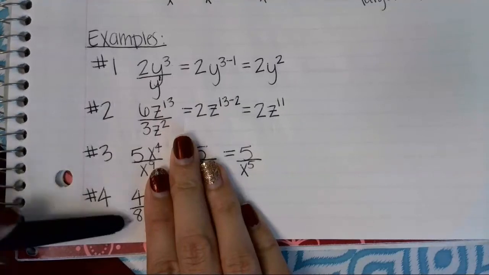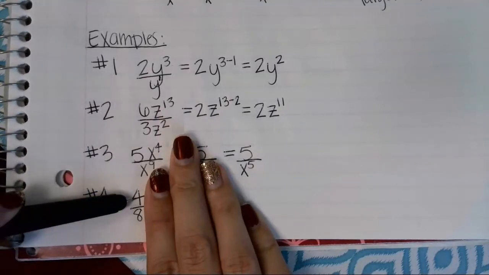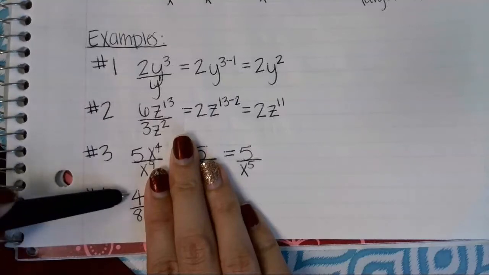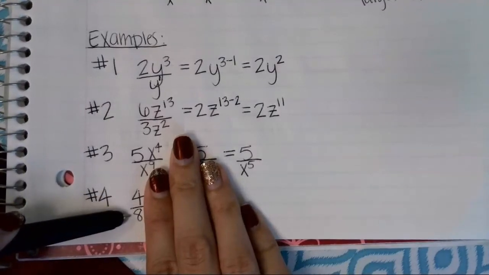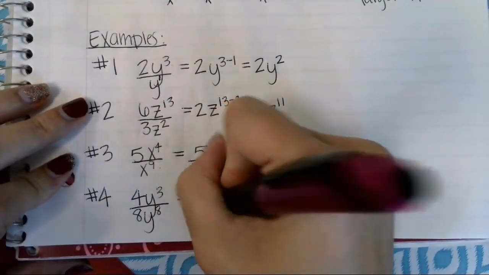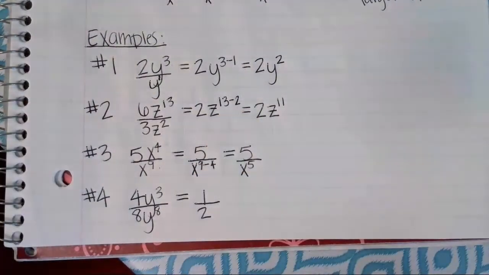And I know both of these are divisible by 4. 4 divided by 4 is 1. 8 divided by 4 is 2. So 4/8 is the same as 1/2. So I'm going to come over to the side and I'm going to start with the fraction of 1/2.